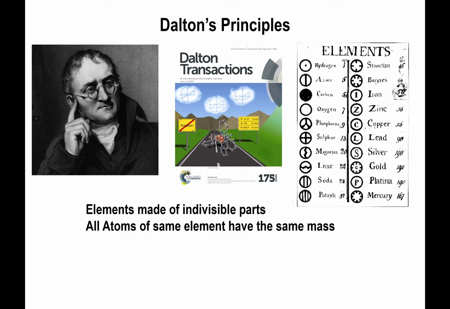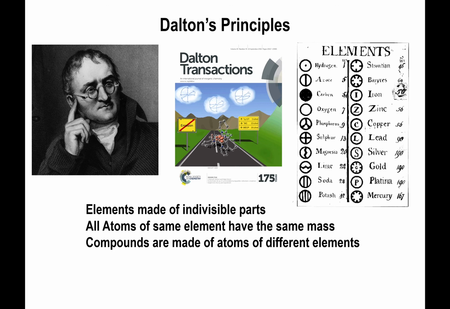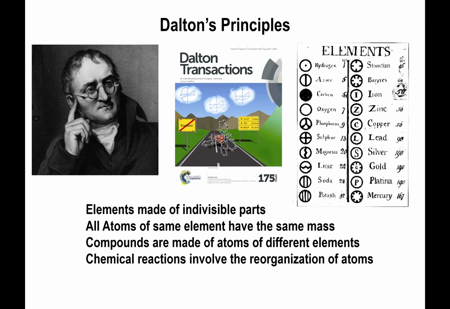All atoms of the same element have the same mass, meaning that if you take a batch of carbon from one source and a batch of carbon from a different source, they will have the same mass. Compounds are made of atoms of different elements, meaning that if you combine, let's say, nitrogen with oxygen, now you have a compound. If you combine carbon with chlorine, now you have a compound. If you combine nitrogen with nitrogen, well, that is not necessarily a compound. We'll get to that in future lectures.